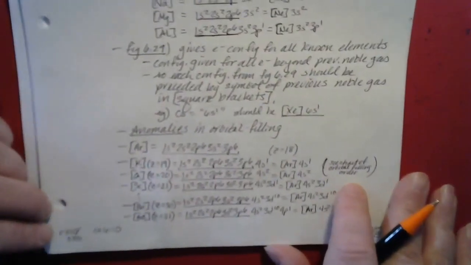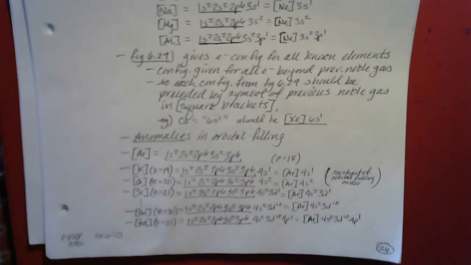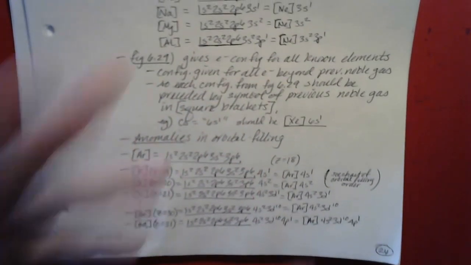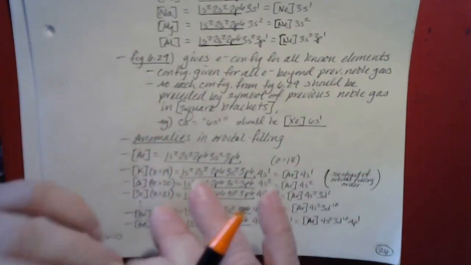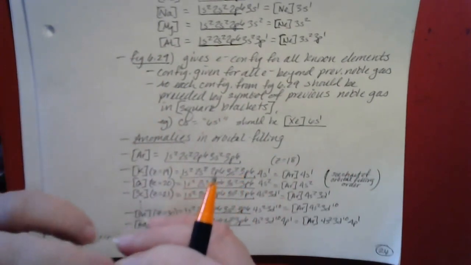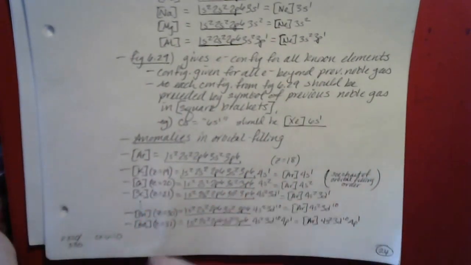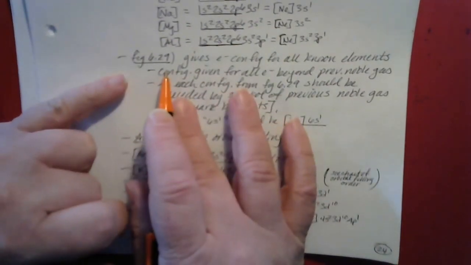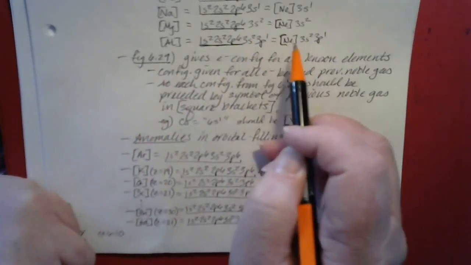Okay, figure 6.29 in the textbook is a copy of the periodic table, and it gives the end of the electron configuration for all of the elements in the periodic table. What I mean by the end of it is that they basically give you the electron configuration for the element beyond the configuration for the last noble gas. So if you want the electron configuration from figure 6.29, you would just take what's written there, but be sure to put in front of it the symbol for the last previous noble gas in square brackets.